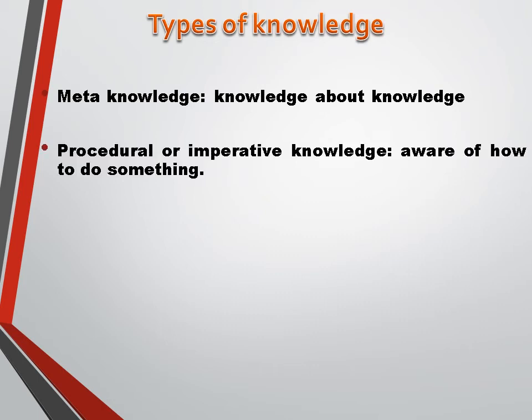The next type of knowledge is procedural or imperative knowledge. This type of knowledge is like how we can do any work, how a certain type of work can be carried forward, how to carry out tasks very effectively. If we know how different things work to achieve certain types of goals, then we can say that we have procedural knowledge.